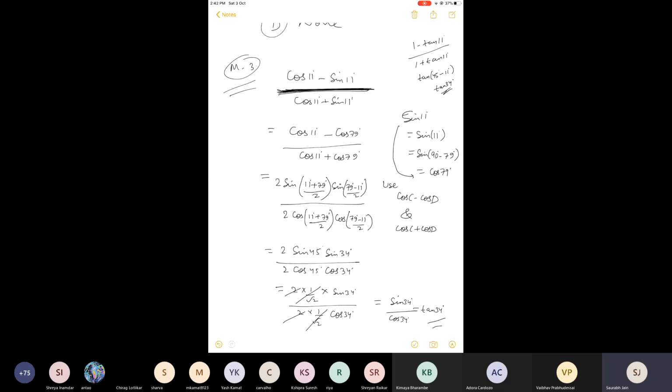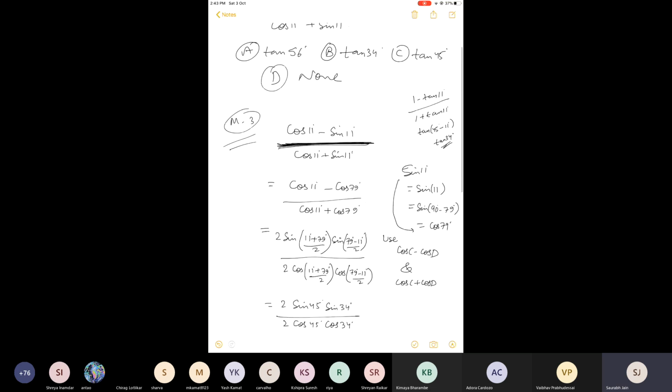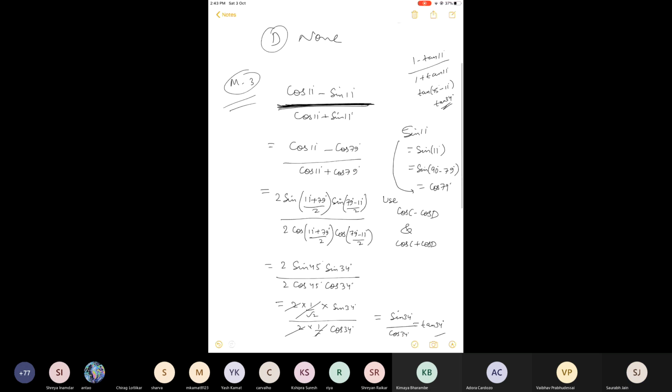So basically these are the three methods. Methods are not important, actually application of formula is important. We were discussing the formulas of tan in the previous class. I told you the formulas of tan a plus b, tan a minus b, tan 2a and tan 3a. But this question I was solving with the help of tan a minus b, and then I told you two more methods so that you can remember these formulae also: cos c minus cos d, cos c plus cos d, and in the second method sin c minus sin d and sin c plus sin d.